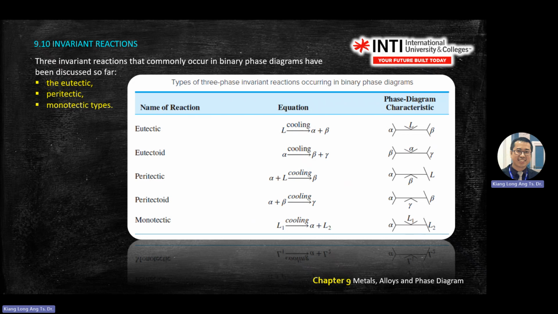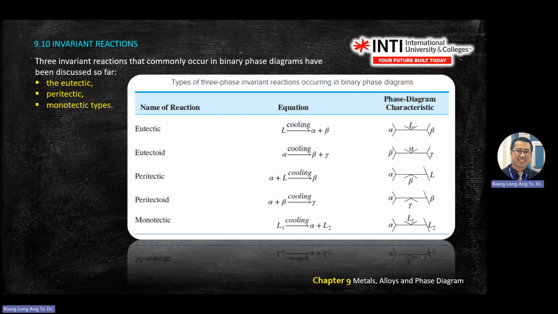Because on the top here it shows liquid, or liquid and alpha. Okay. Then monotectic is liquid becomes alpha and liquid 2. So you will see liquid 1 above, liquid 2 at the side, and alpha. You look at this region. Then another one is eutectoid and peritectoid. It's the same concept, but you look at alpha becoming beta and gamma. Peritectoid is not the reverse, but it's alpha plus beta becomes gamma. So this one is a solid becoming a third solid.